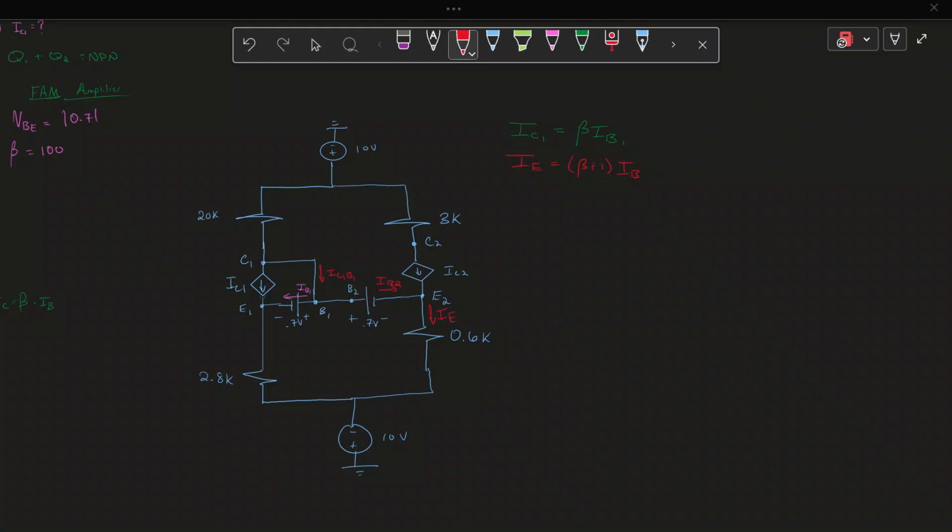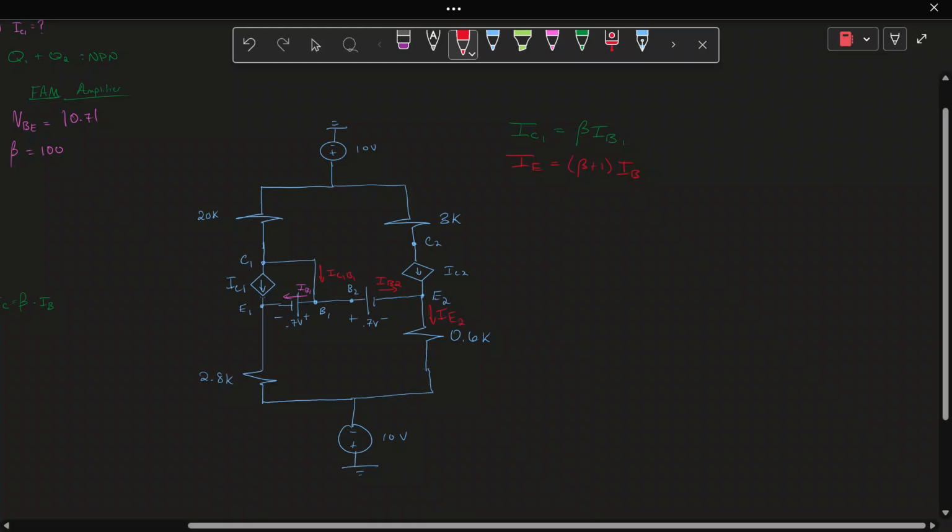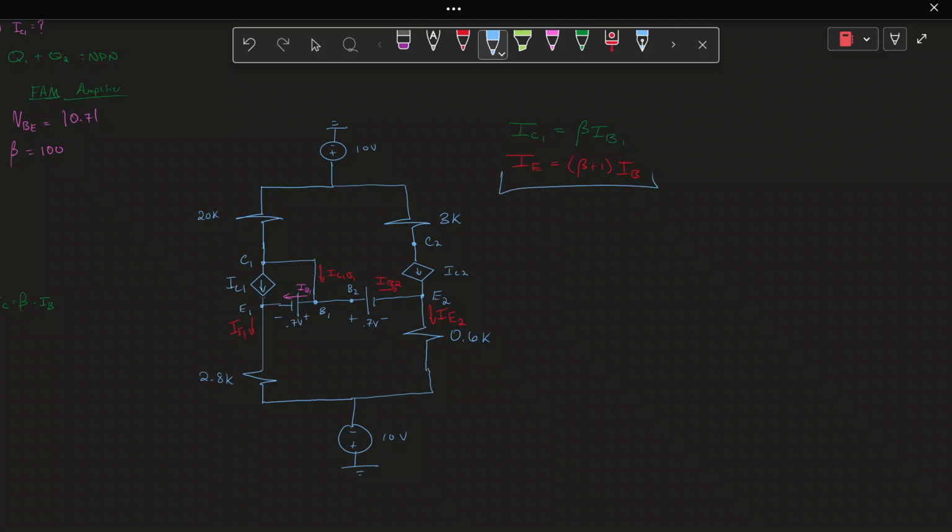IE will be the current that flowing out of the emitter. So for IE2, this would be IE2, and this would be IE1. The way they get this relationship is they do a KCL at this node, at the emitter node. And you notice, what is that?